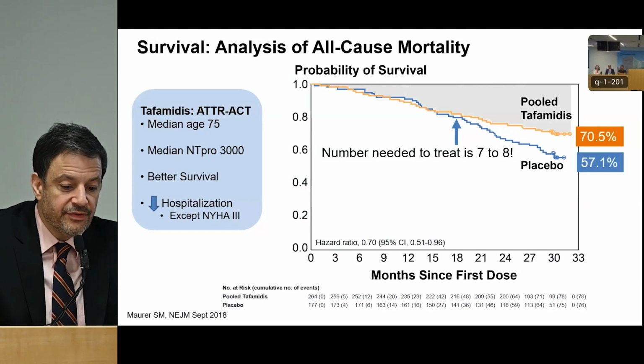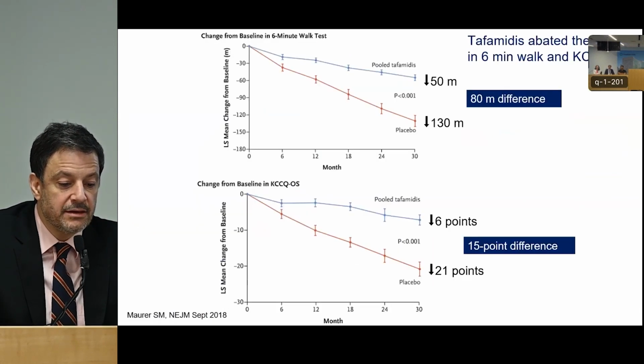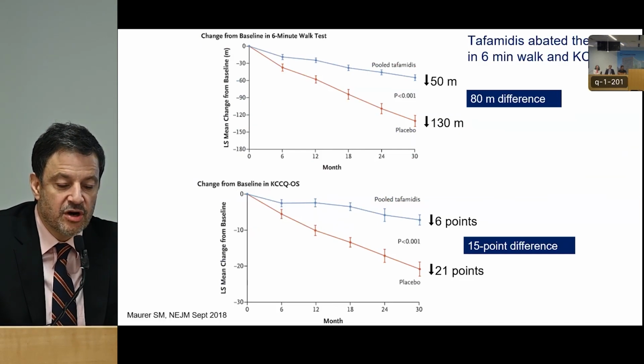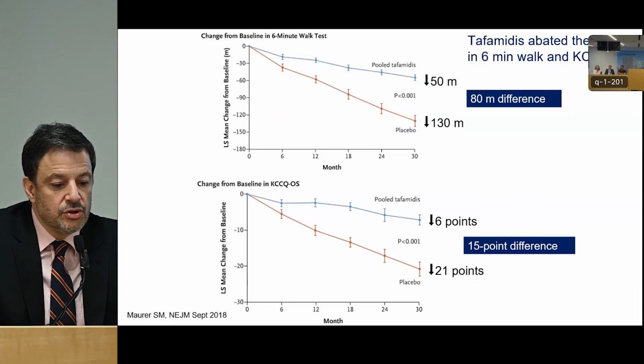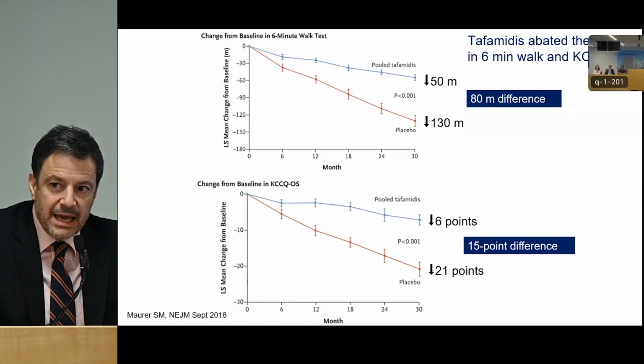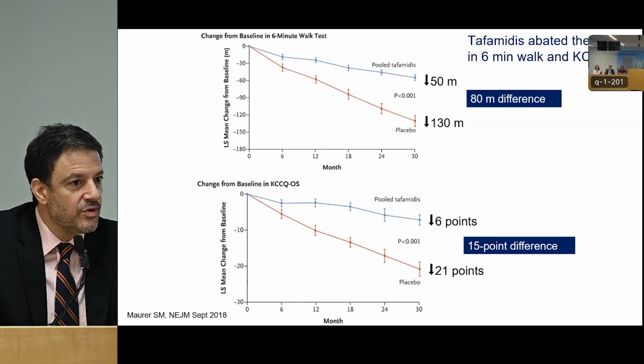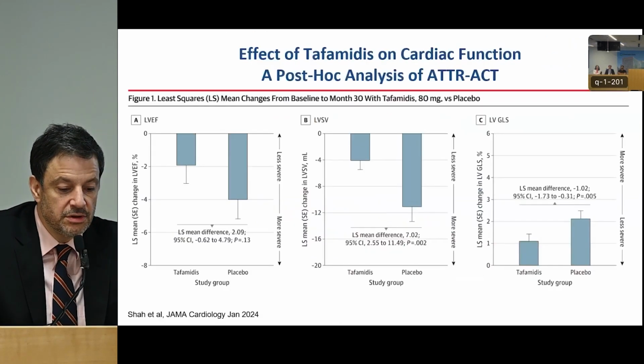Remember also that in the trial, they looked at 6-minute walk and KCCQ quality of life score. Even in the tafamidis arm, still at the end of 2.5 years, the 6-minute walk decreased by 50 meters. So the KCCQ also decreased on average. Now, obviously on placebo, it decreased a lot more, so you're slowing down progression. But again, you have to prepare patients for this potential.